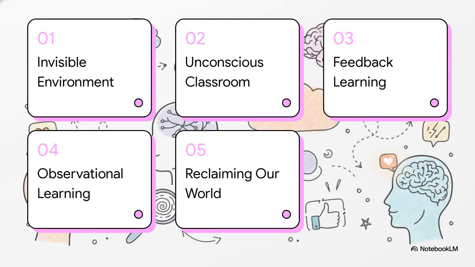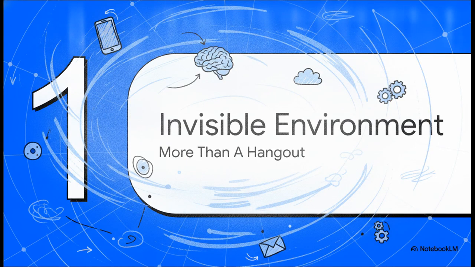To answer that, we've structured this explainer into 5 clear steps to help you visualize exactly how these apps quietly shape our behaviors. We're going to cover the invisible digital environment, the unconscious classroom, learning through feedback, learning through observation, and finally, reclaiming our digital world. Let's jump into Section 1, the invisible digital environment, more than just a hangout.